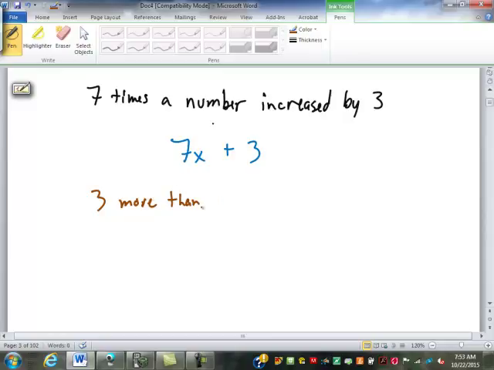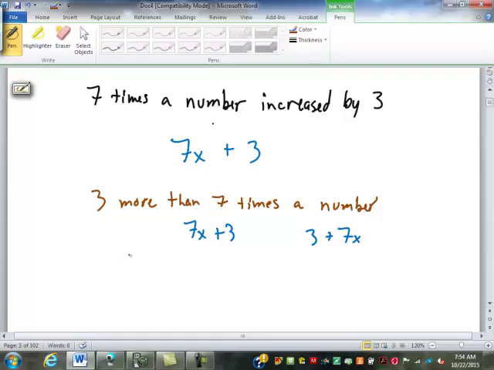Three plus 7x would be the same thing. You are correct. So what if I say 3 more than 7 times the number? Yeah, 7x plus 3, or 3 plus 7x. Either way.